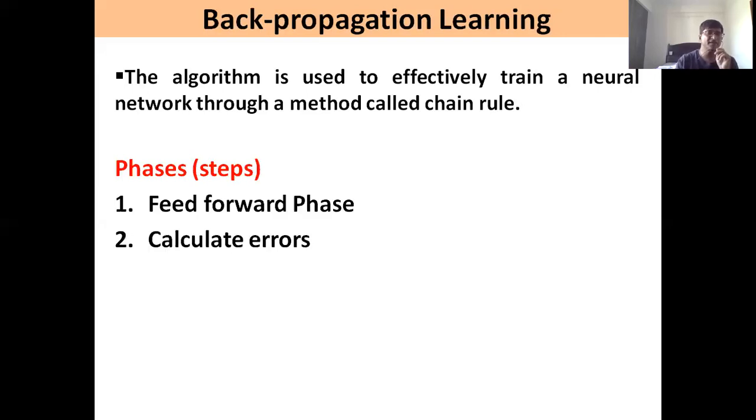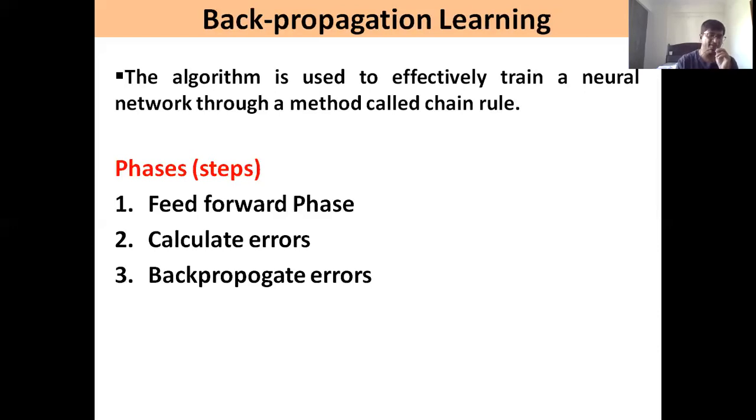And then comes the calculation of errors. Once the feed-forward phase is done, that is, we have calculated the output from the output layer, we calculate the errors based on gradient descent, where we calculate the difference between the expected output and the actual output. Expected output means the target output. Once that error is calculated, the next phase starts, which is called backpropagation of those errors. That is the backward phase.